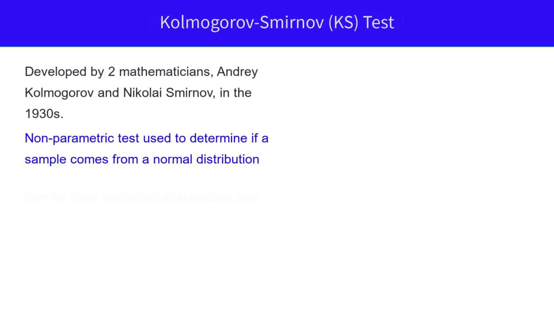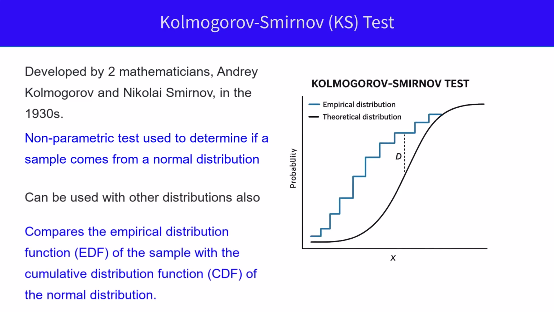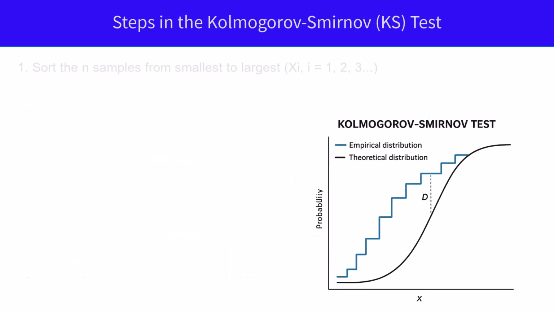Now, the KS test was developed by two mathematicians. It's a non-parametric test used to determine if a sample comes from a normal distribution. It can be used with other distributions too. It compares the empirical distribution to the cumulative distribution function.